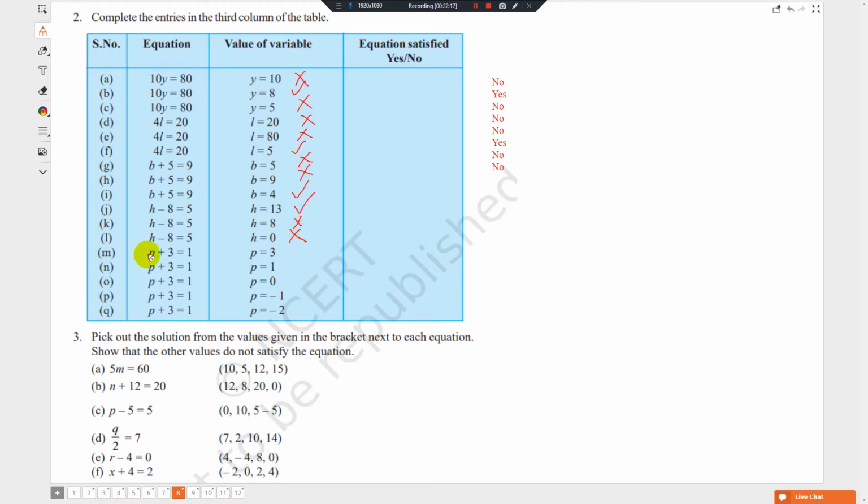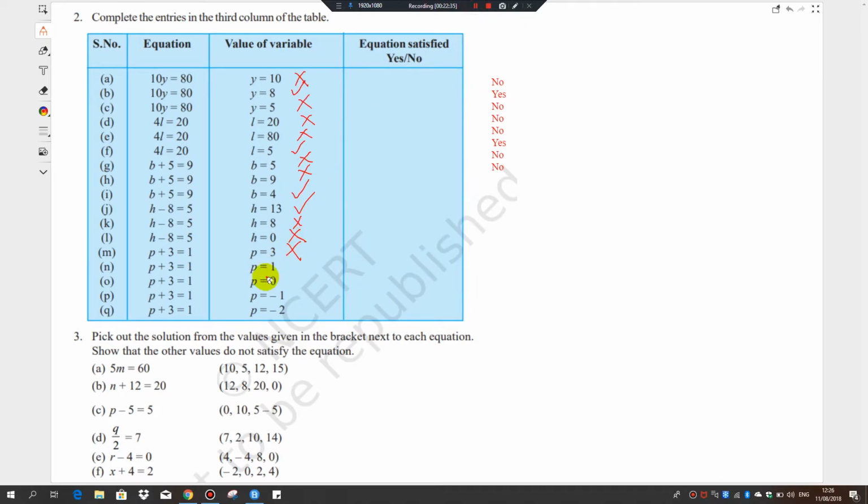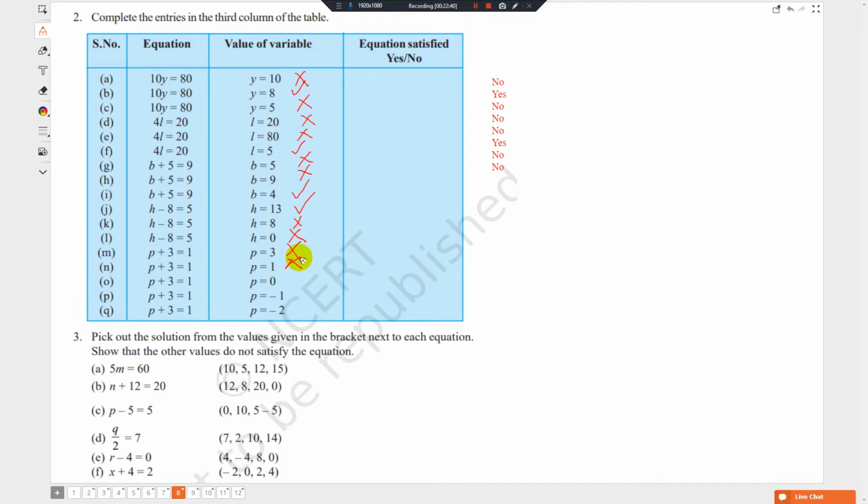p plus 3 is equal to 1. 3 plus 3 is equal to 1? Okay. In this, 3 plus 3 is 6, not 1, right? So that won't come. Now 1 plus 3 is equal to 4, not 1, right? So that won't come. 0 plus 3 is 3, not 1. So that won't come again. Minus 1 plus 3, see, minus 1 plus 3. Which is greater? Plus. So put plus 2. Did we get 1? No.